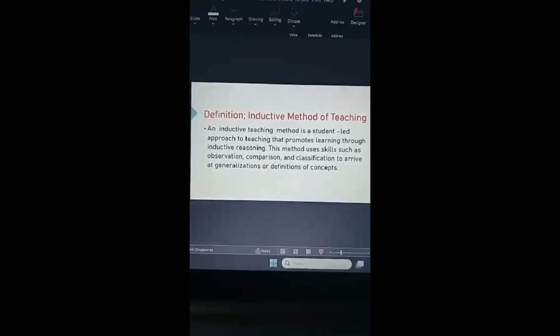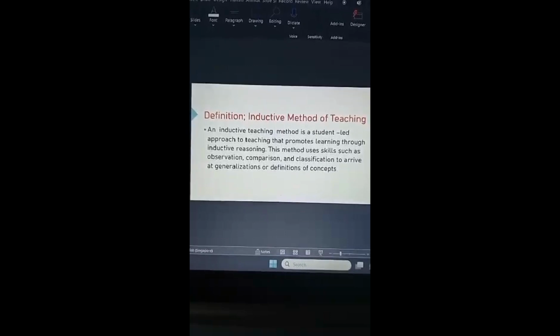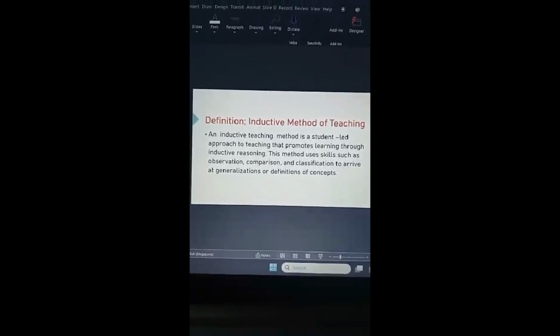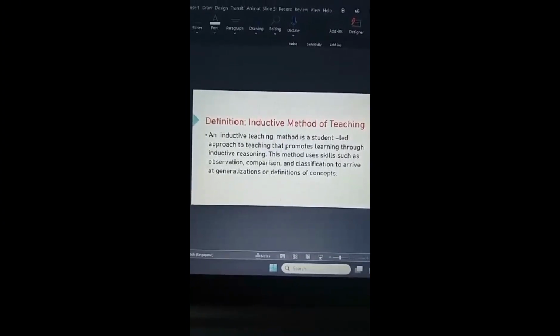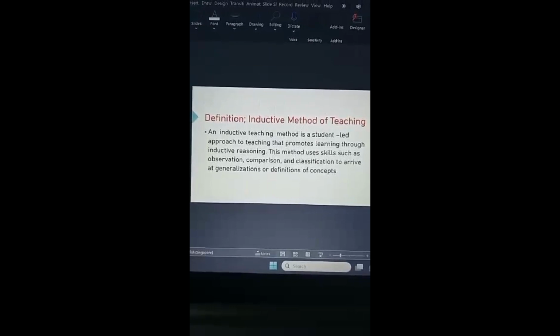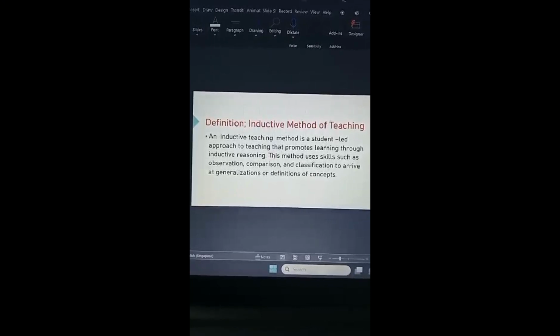The inductive method of teaching is an instructional strategy where the teacher presents specific examples and helps students discover or generalize a rule, concept, or principle. In other words, it involves moving from specific observations to broader generalizations.